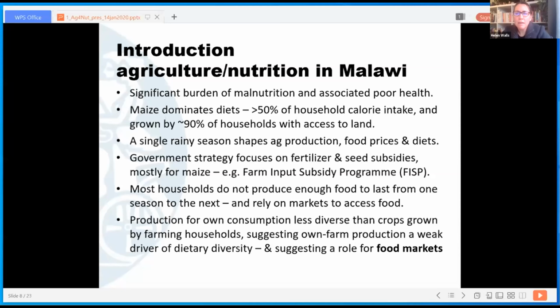So most households in rural Malawi grow crops, predominantly maize, but most do not produce enough food to see them through the year and rely on markets to access food. Also, households grow a wider variety of crops than they actually consume, which suggests that own farm production is not the biggest driver of dietary diversity, and this again suggests a role for food markets. So food markets, of course, being an important aspect of local food environments in this setting.